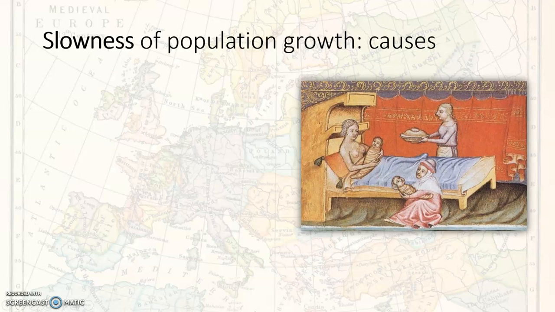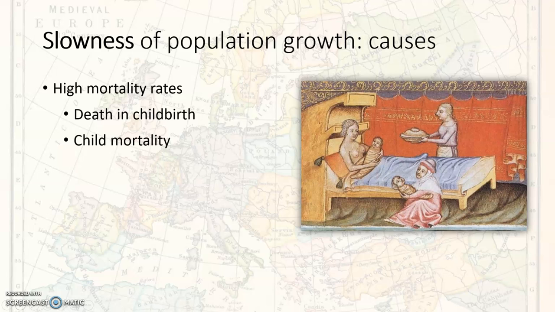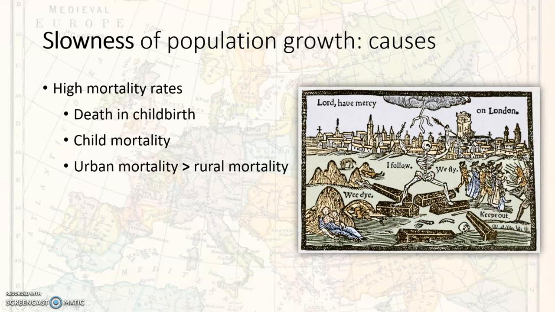What caused the slowness of population growth? Part of the answer is found in the high mortality rates. Childbirth, for example, was quite dangerous. 1 out of 7 women died when giving birth. And even when things went well, when there wasn't any famine or plague, more than 1 in 5 children died before their 5th birthday. Moreover, mortality rates were higher in cities than in the countryside, as life in the former was much unhealthier.